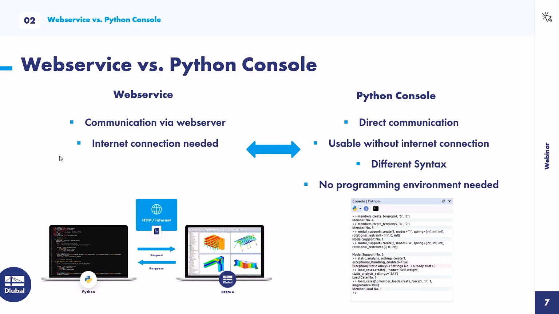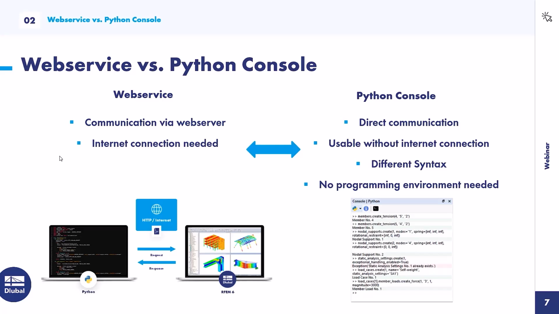Now I would like to point out the differences between web service and the Python console. Web services are a type of application programming interface where we use an XML-based information exchange, and our web service offers certain functions to communicate with RFEM in the programming languages C#, Python, and JavaScript. The communication with RFEM happens via a server, and therefore an internet connection is needed to use the web service.